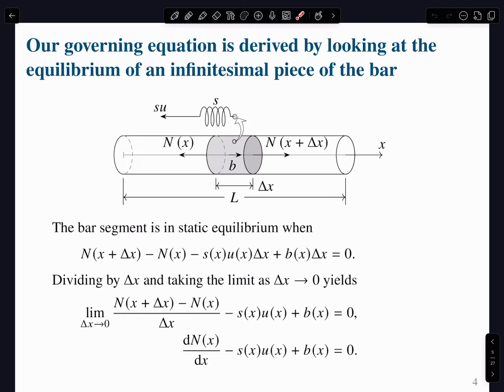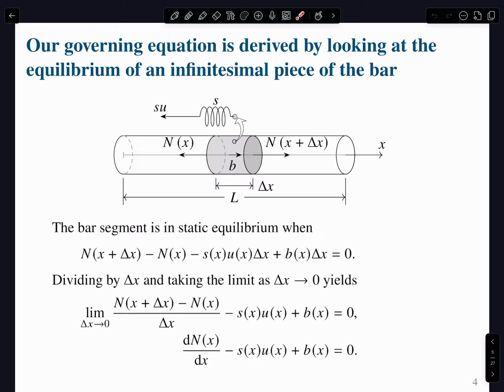Well, if you now divide that equation by delta x, and then you take the limit, right? Normally the way we do it to get our differential equation, we take the limit as that delta x goes to 0. Well, this term here is the definition of the derivative, right? So it's dn dx, and then you get the other two terms untouched. So this is now looking at already what our differential equation is, our governing differential equation.